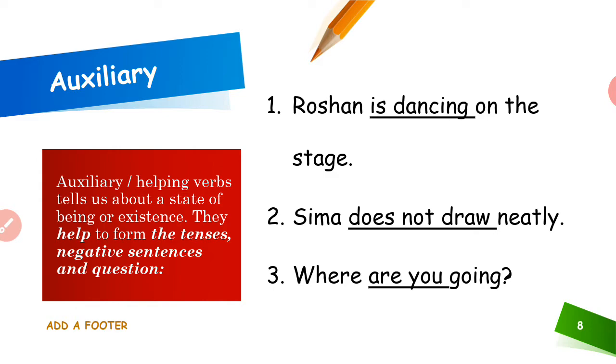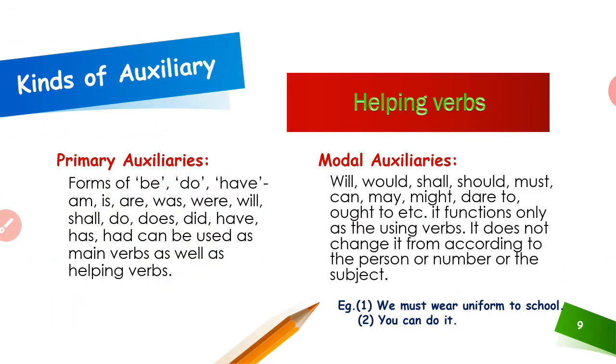Same way, sentence number 2, Seema does not draw neatly, means Seema cannot draw neatly. We are telling something negative, and that negative word not is supporting the action word draw. Then only we will come to know that the sentence is negative or affirmative. Let's proceed. Auxiliary also has two subdivisions. Let's see. Kinds of auxiliary. Primary auxiliary.